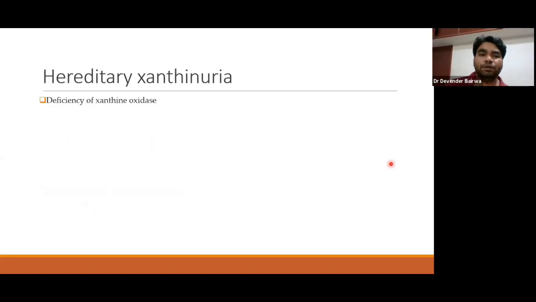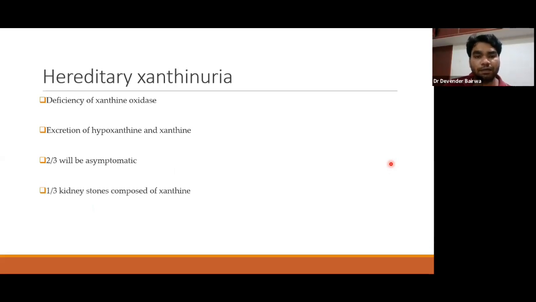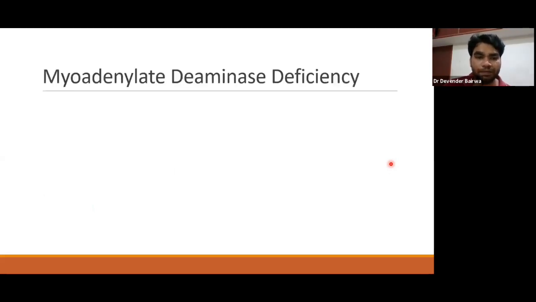Coming to hereditary xanthinuria, there is deficiency of xanthine oxidase. Xanthine cannot be converted into uric acid, so whatever is excreted is excreted in the form of xanthine. There is excretion of hypoxanthine and xanthine. Two-thirds of patients will be asymptomatic, but one-third can have kidney stones composed of xanthine.